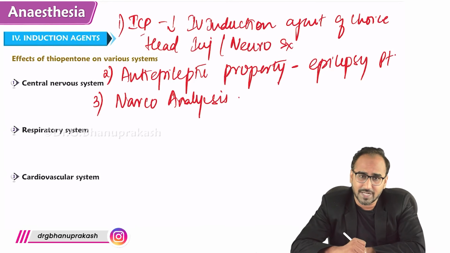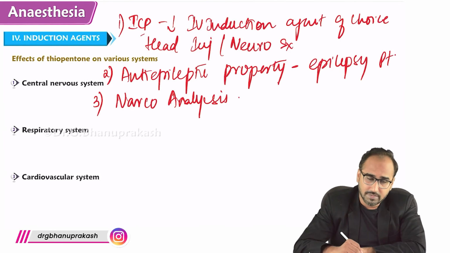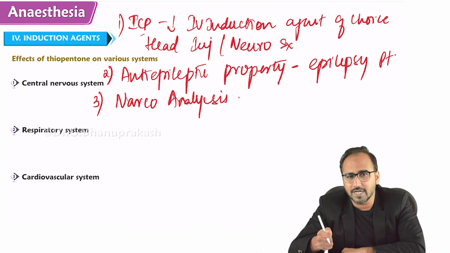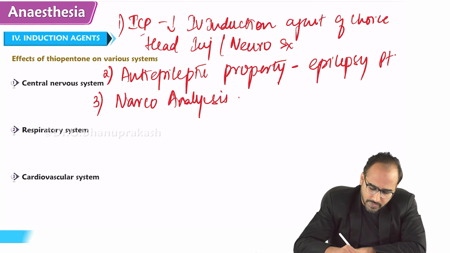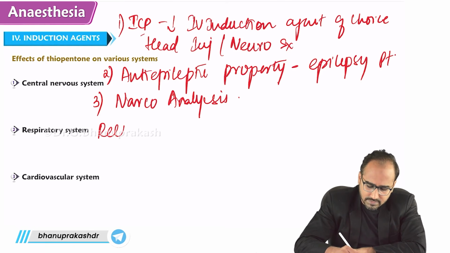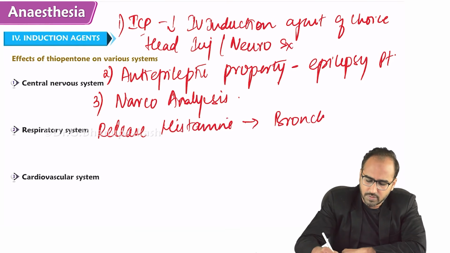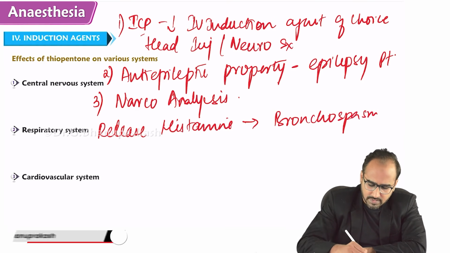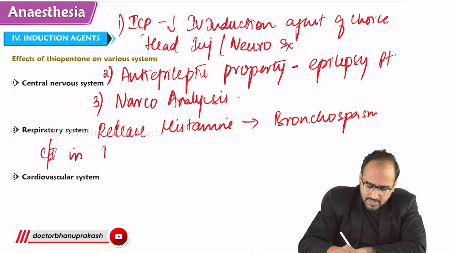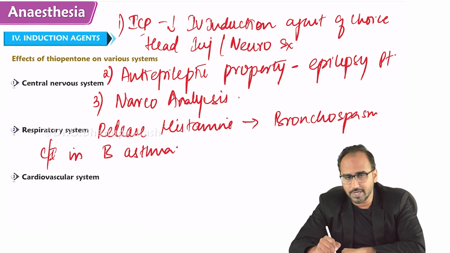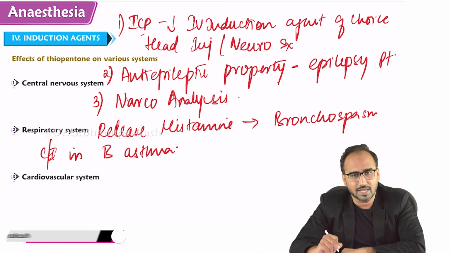As it is an enemy of the respiratory system, what will it do? Will sodium thiopentone cause respiratory stimulation or respiratory depression? It will cause respiratory depression. How? Sodium thiopentone releases histamine, causing bronchospasm, hence it is contraindicated in bronchial asthma.